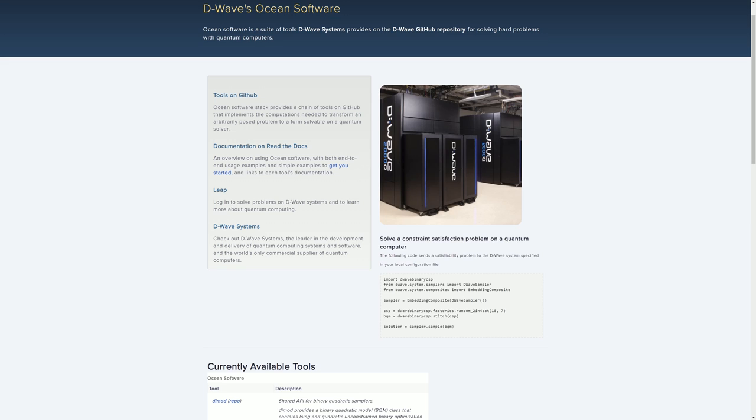If you can sign up, then you get granted access to a quantum computer from D-Wave. And this is one of the ones they showed, or some of them, maybe they have many. There's another one, QQ. But this is a new world. So check out D-Wave Systems, the leader in the development and delivery of quantum computing systems and software, and the world's only commercial supplier of a quantum computer.